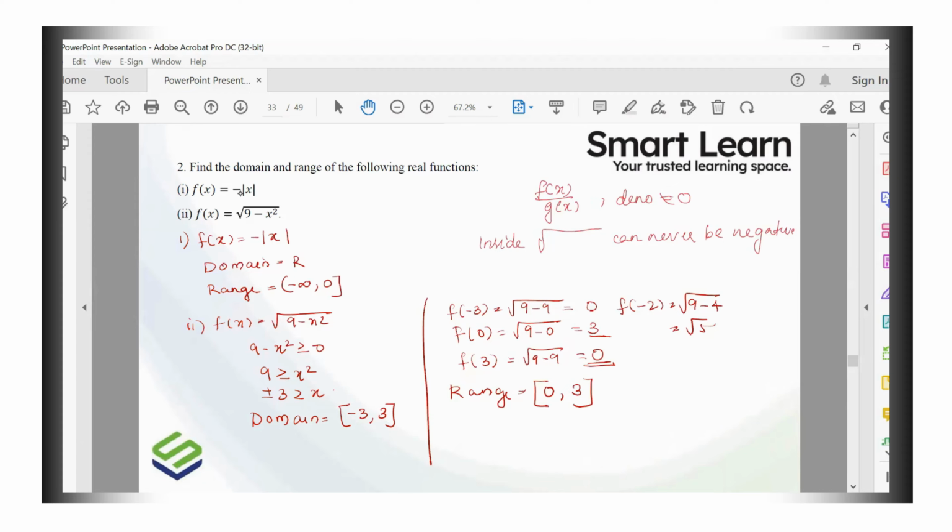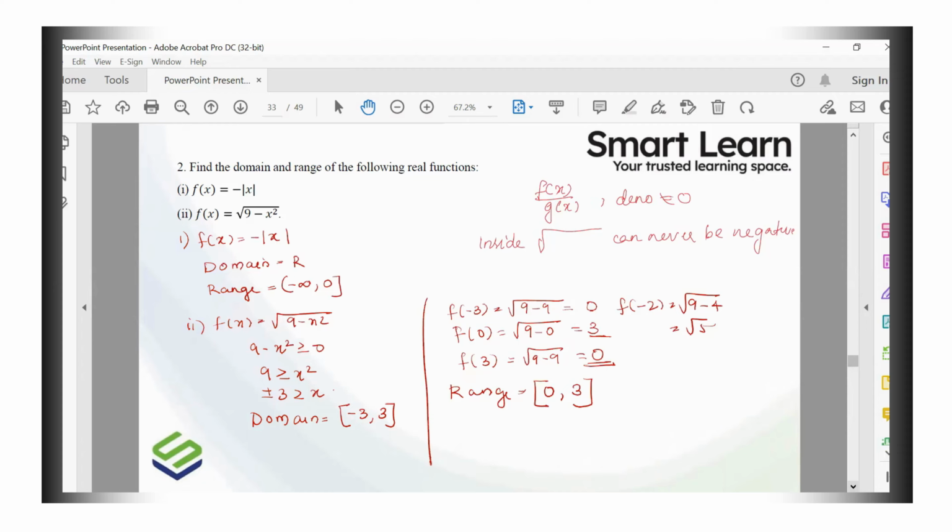These two conditions you should keep in mind to solve the problem for domain and range. Here f of x is minus modulus of x. You know modulus x is greater than 0, right children? Okay, so minus modulus x will be less than 0. So minus infinity comma 0 will be the range, domain is the R. Root of 9 minus x square. So what will be the domain? The root can never be negative in that condition. So 9 minus x square is greater than or equal to 0. That is 9 is greater than or equal to x square. So plus or minus 3 is greater than or equal to x. So it will be minus 3 to 3.